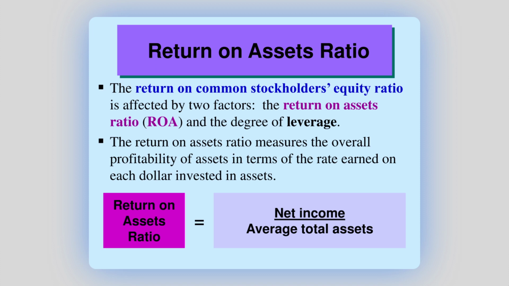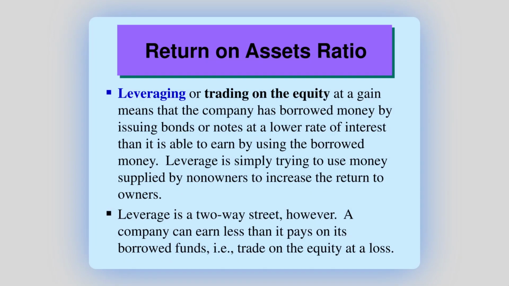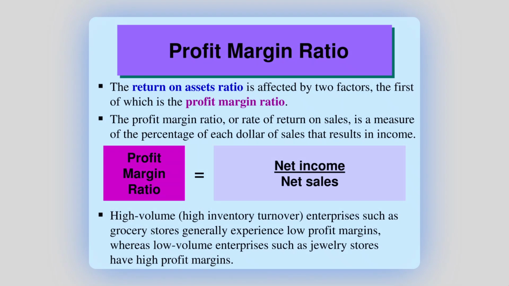Okay? You have also here leveraging, same na same kanina, or trading on the equity. Again, it means that the company has borrowed money by issuing bonds or notes at a lower rate of interest, or by using the borrowed money. Leverage is simply trying to use money supplied by others to increase the return to the owners. Okay? You have also here your profit margin, same as our discussion in our vertical analysis na, okay, profit margin: net income divided by your net sales. Okay?